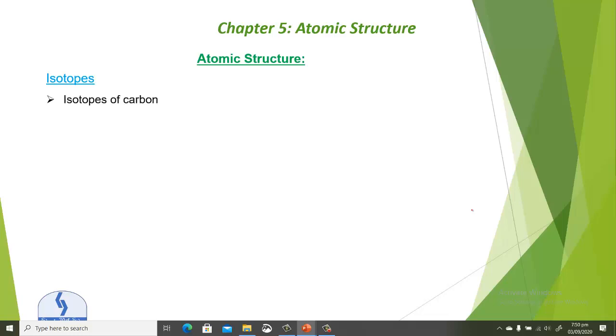Now isotopes of carbon. Two stable isotopes are C12 and C13, and one radioactive isotope, that is C14. So let's make a structure of this.